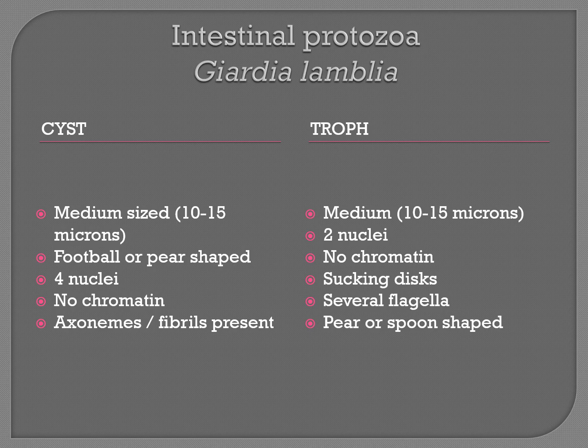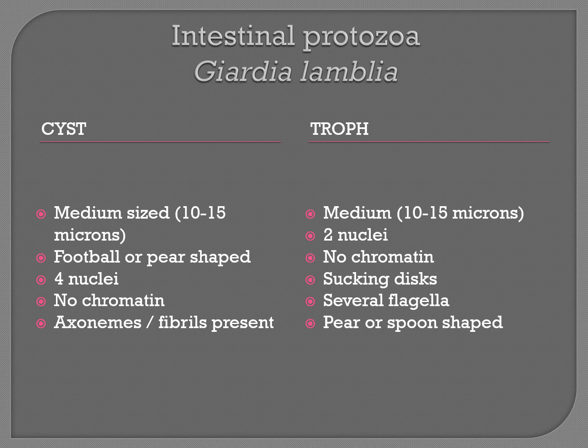The troph of Giardia lamblia is also medium at about 10 to 15 microns. Usually you're going to see 2 anterior nuclei, no chromatin, 2 sucking discs, and several flagella, usually 4. The troph is going to be pear or spoon shaped. Now, when you're viewing Giardia lamblia cysts, you may notice that the endoderm is pulled away from the ectoderm, and that is usually because of the way it is affected by formalin.